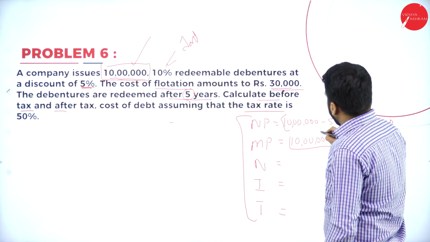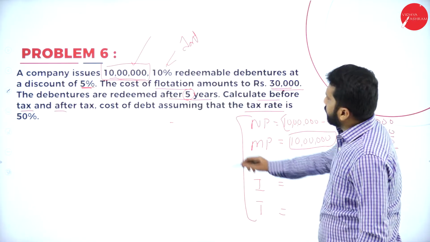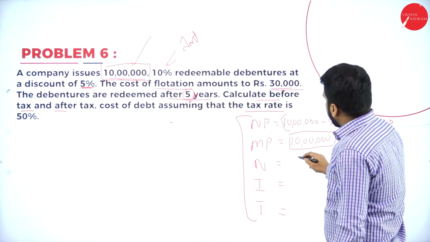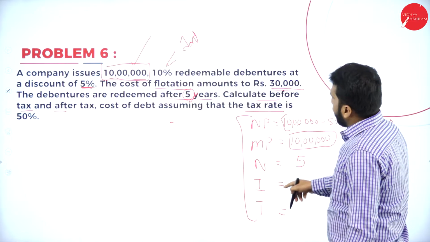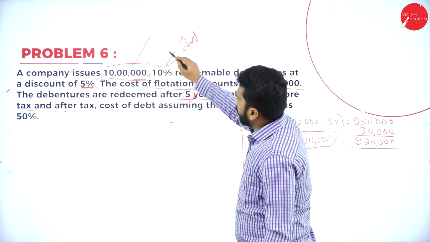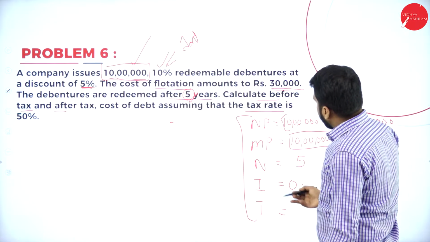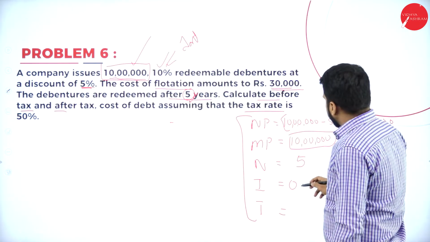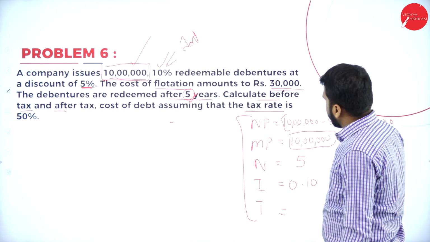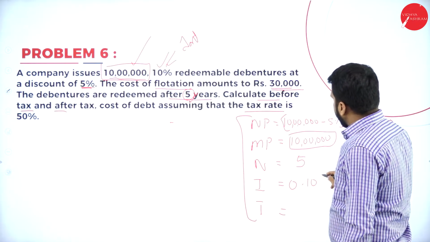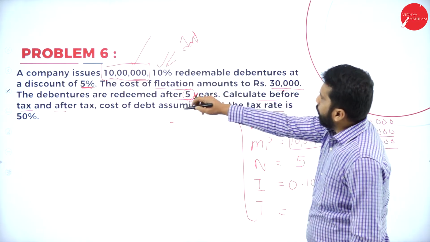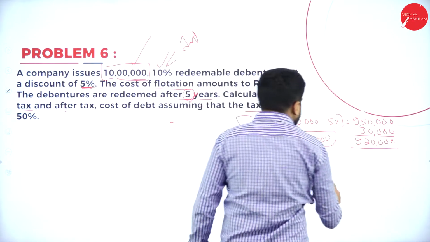This is your answer. Number of years they have clearly mentioned, it is 5 years. Interest they have clearly mentioned, it is 10%. I take it as 0.10.